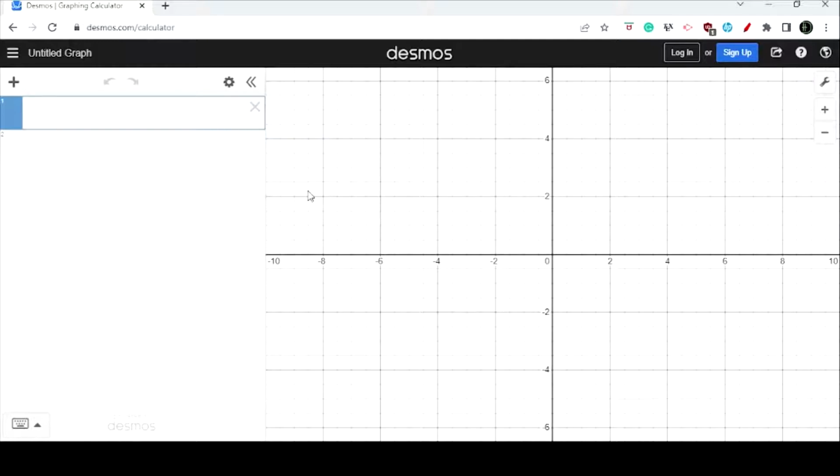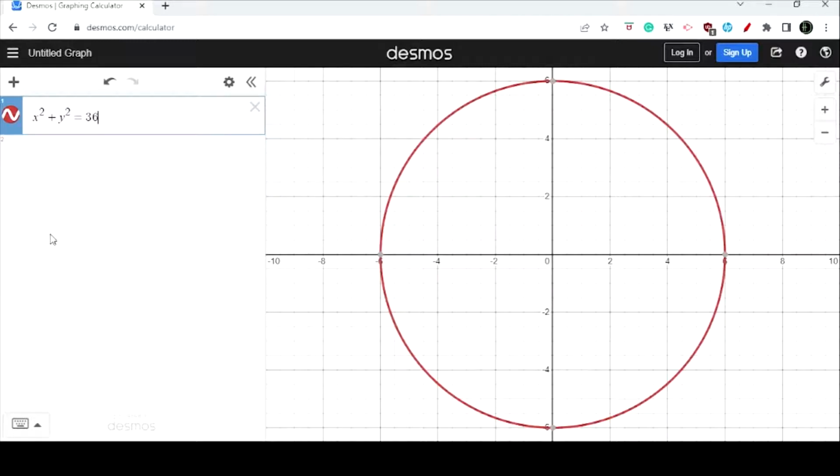So we're going to get started with the outline. This one we're going to set around the origin, of course. Start with the circle. And this 36 is 6 squared, by the way. It's the radius of 6.